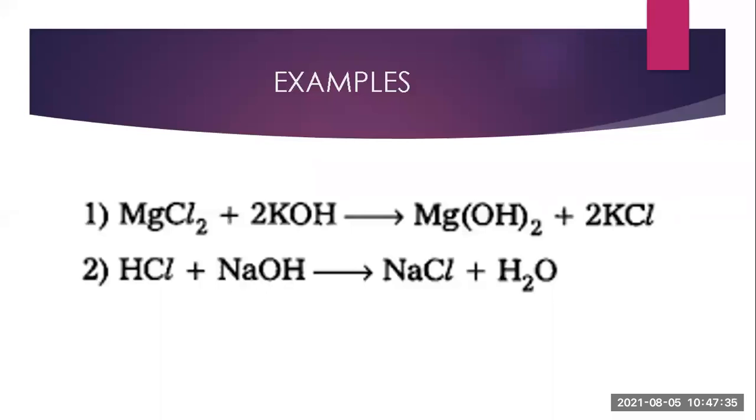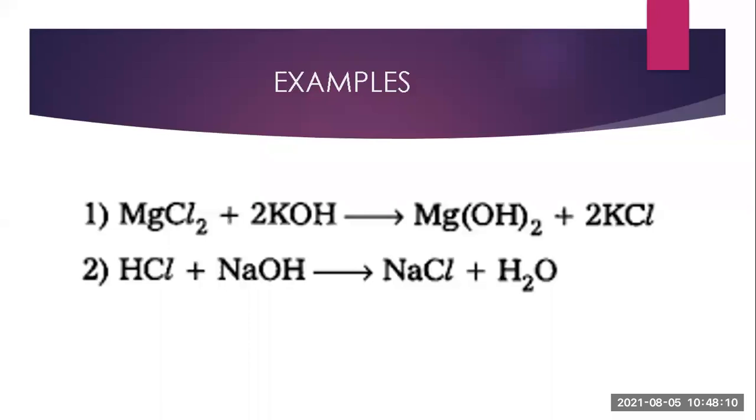Then comes the double displacement. In the double displacement, 2 compounds react with each other. Now you can see in the first reaction, 2 compounds are there, so we can say that this might be a double displacement reaction. But the confirmation comes when you see the product. On the product side, you can see the replacement of Mg and K. Mg and potassium, these both are metals, and chlorine and hydroxide group, these both are non-metals.